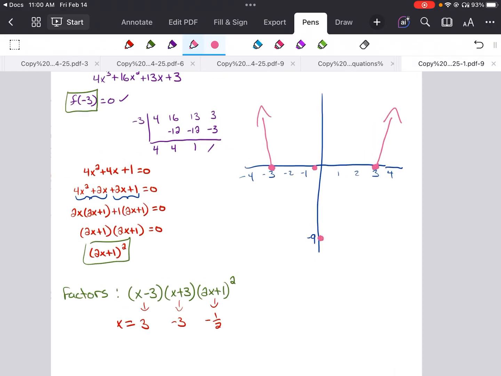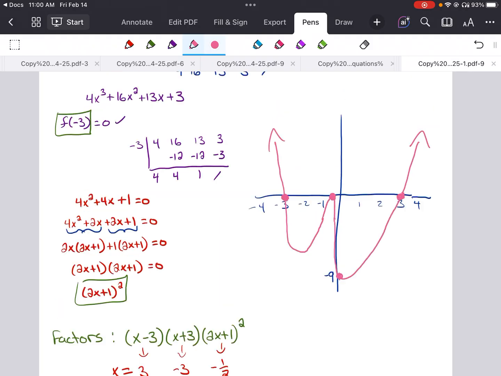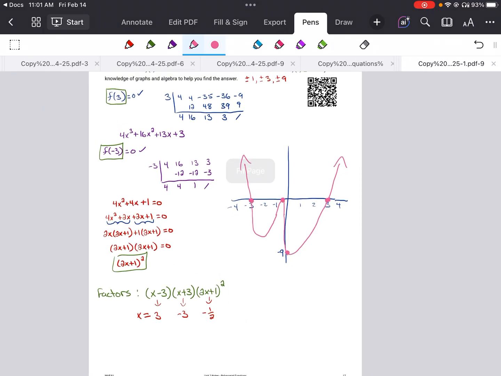The other information we know is that at -1/2, we have a multiplicity of 2, so it's going to go like this and turn around. So that helps us. We can go through like this and connect our lines. We know it goes all the way down to -9 and then up at +3. So this is a possible graph.